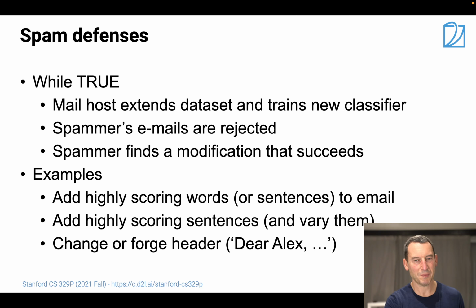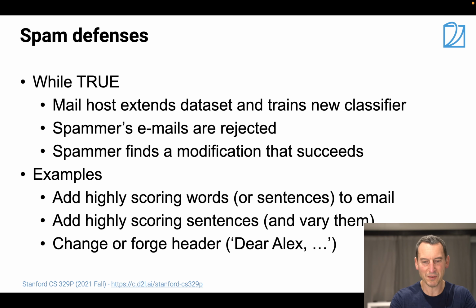The spammer's emails are rejected, and then the spammer finds a modification of that data set that succeeds. Obviously the point is that you want to find a perturbation such that to a human who reads that email, it still appears natural, and so this may have a higher chance of actually getting a response, whereas otherwise it's very obviously adversarially generated and clearly spammy. So for instance, really early attacks on spam filters added highly scoring words, and this worked really well when these spam filters were naive Bayes spam filters.